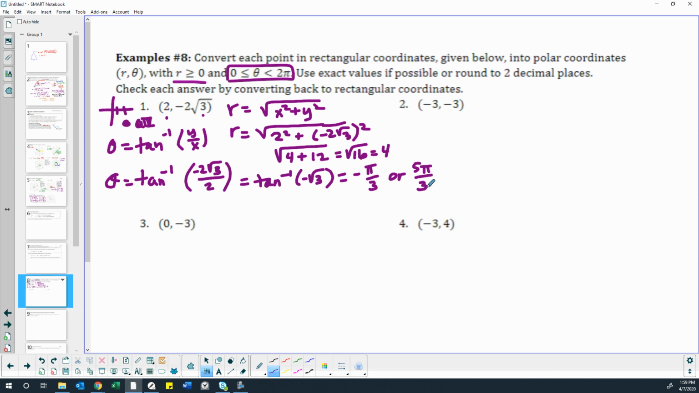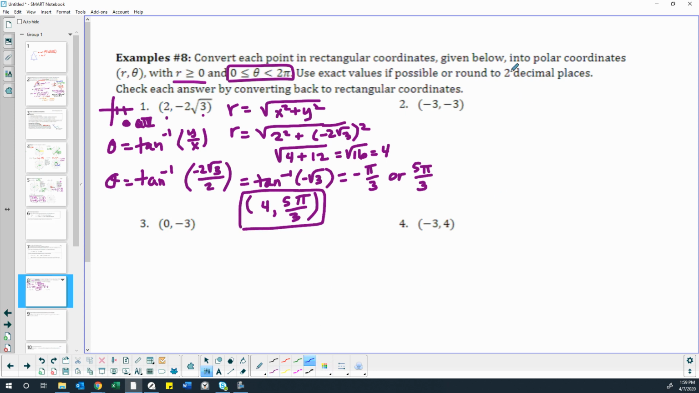Adrian, do you understand why it can't be like 2 pi thirds? Because the point itself, when we graphed it, was in quadrant 4. So the point would be in the wrong place if we used the 2 pi thirds, correct? So our final answer, r theta, is 4, 5 pi thirds. We just changed our rectangular point into a polar coordinate point.